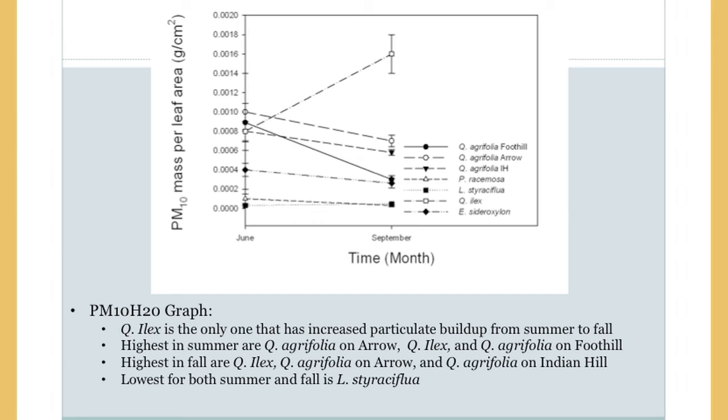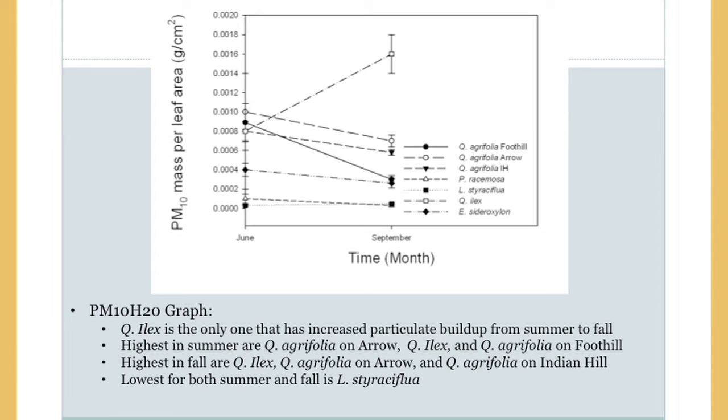I have 2 graphs to show you today. Again, I still have a lot of information to process. Mostly I've just done data collection. This is my graph of particulate matter 10 using H2O to wash them, so this is on the surface. Out of all the species, Quercus ilex has been the only one that has actually increased particulate accumulation from summer to fall. Every other species has decreased.